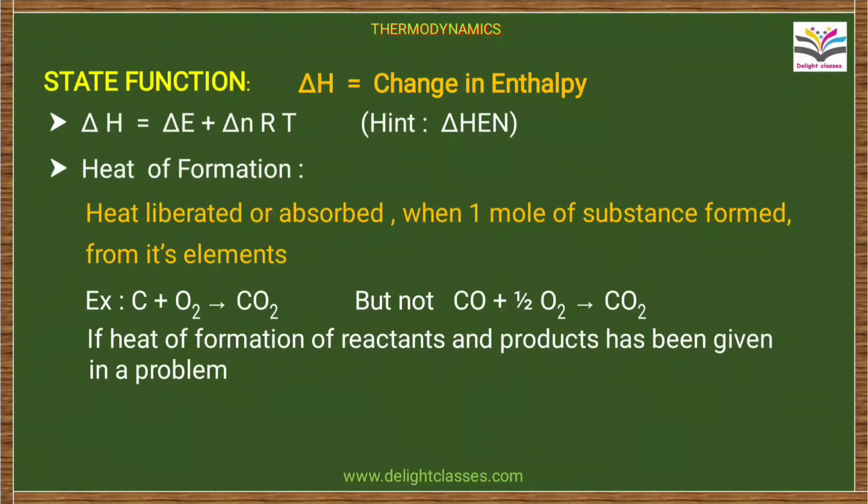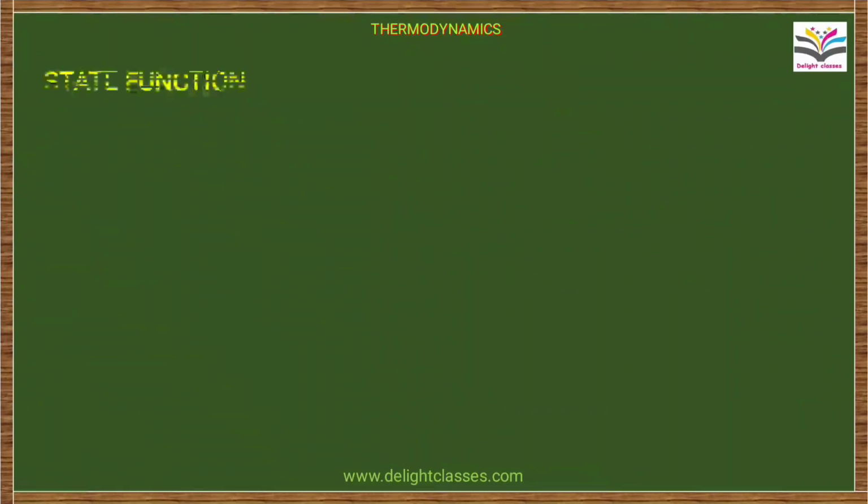If heat of formation of reactants and products has been given in a problem, then delta H is equal to sum of enthalpies of products minus sum of enthalpies of reactants.